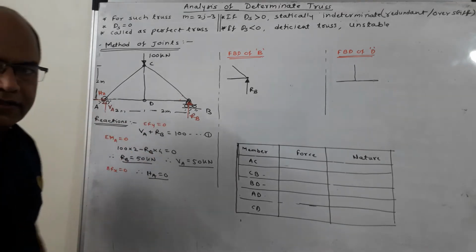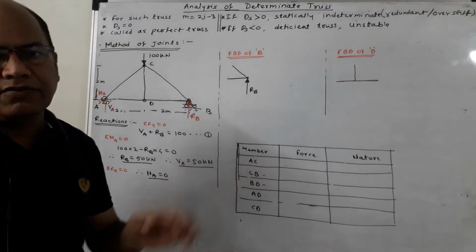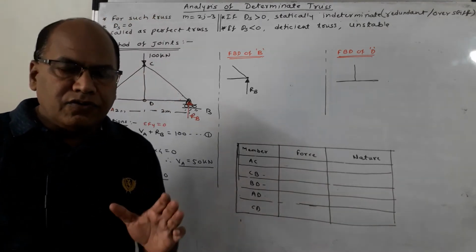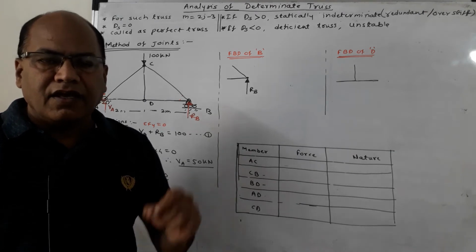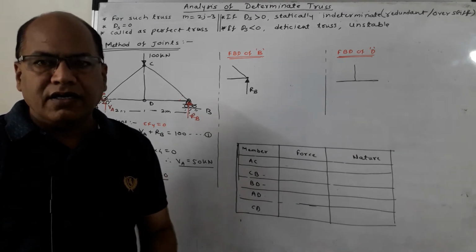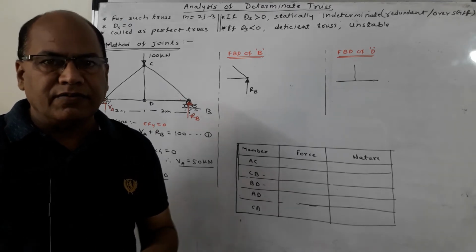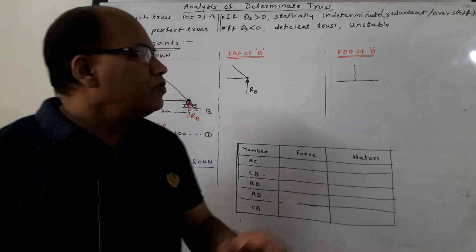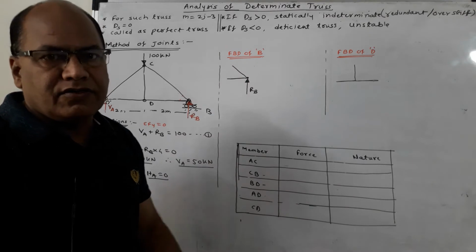After getting the reactions, the next step is to use the method of joints. In this method, we use the fact that as the entire truss is in equilibrium, each and every joint considered separately should also be in a state of equilibrium, which means the equilibrium conditions can be applied to the forces acting on the free body diagram of that joint.